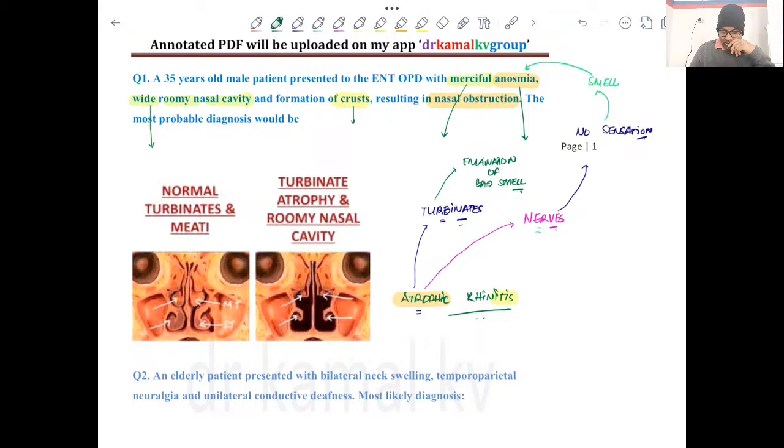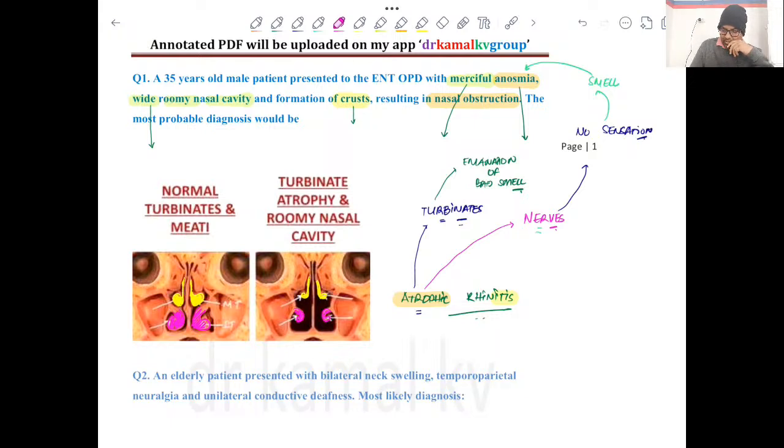And secondly, what will happen? Now, if you look in the image on the left side, this is the middle turbinate. Clear? You see, this is such a big structure here, and it is filling so much part of the nasal cavity. Now if I show you the middle turbinate in a case of atrophic rhinitis, it is atrophied. It has reduced so much in size. So this is the atrophied middle turbinate. Similarly, see the inferior turbinate over here. It is such a big structure. Clear? Now look at the inferior turbinate on the affected side. It is such a small structure.